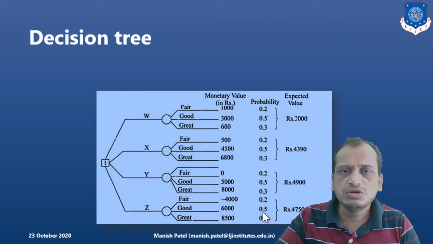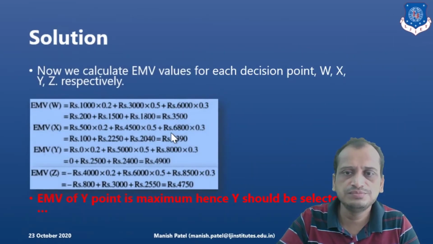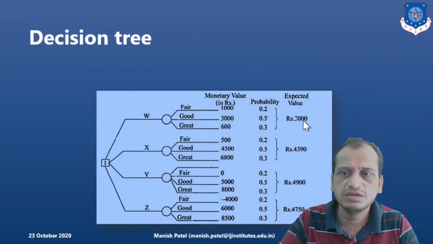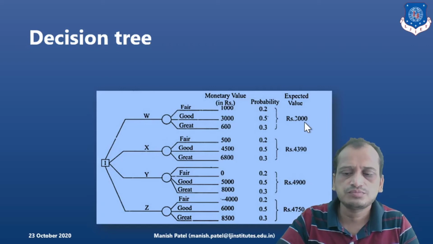Now the probability is also given. So multiply this monetary value with the probability to get the expected value, and sum them up to get the expected value. So that is what we have done here, 3500. There is a mistake here, a printing mistake. It is 3500 here, right? That is the expected value.